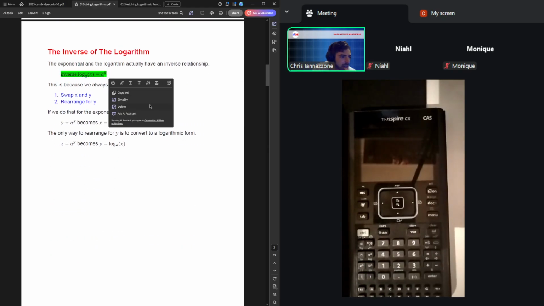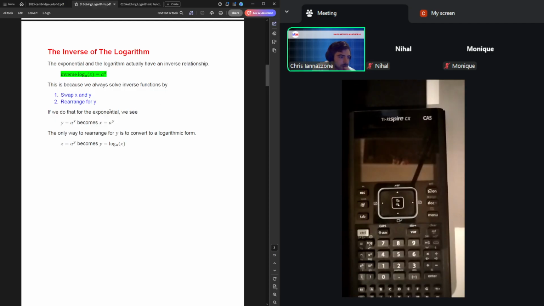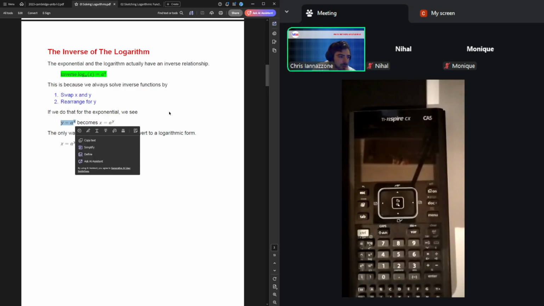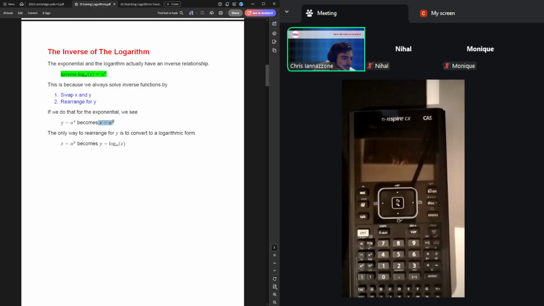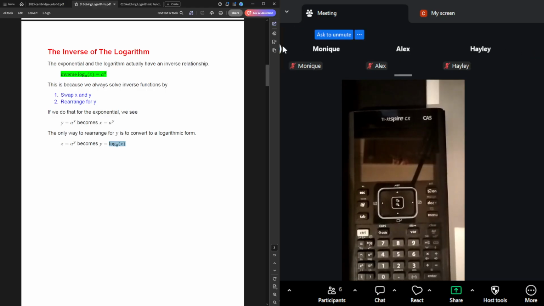this is just detailing how and why that is the inverse, right? So if we think about how we do inverses, you always start by swapping the location of the x and the y, and then rearranging to get the y on its own. So if you do that for the exponential, instead of having y equals a to the power of x, you now have x equals a to the power of y, right? You flip the location of the x and the y, respectively. Then from there, the only way to get y on its own is to convert to the logarithm form. So, having done that, you can now see y is on its own, and it's equal to log base a of x. The inverse of a to the power of x is therefore log base a of x.